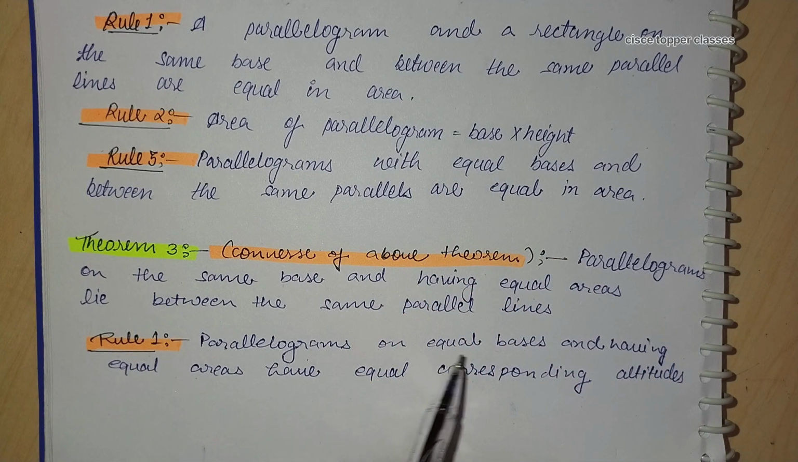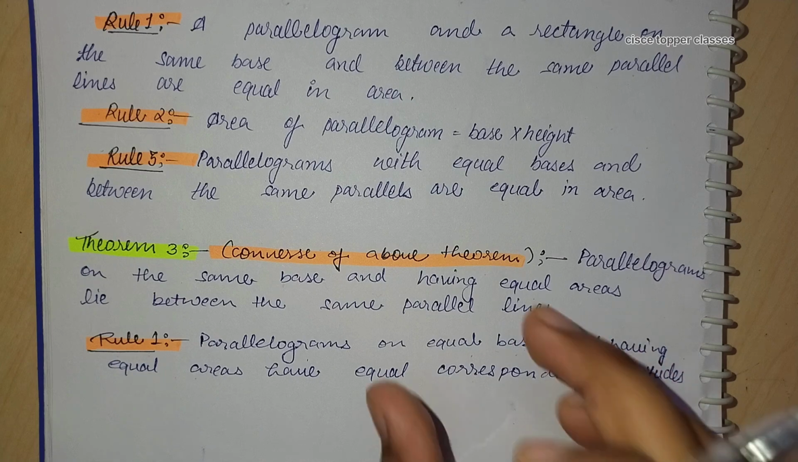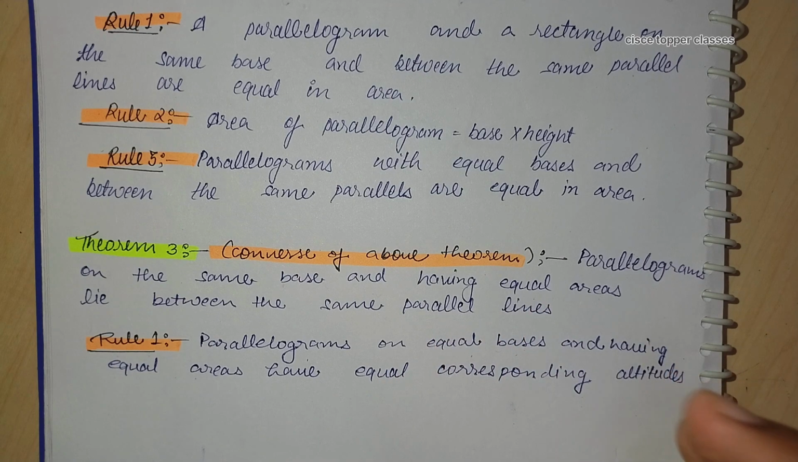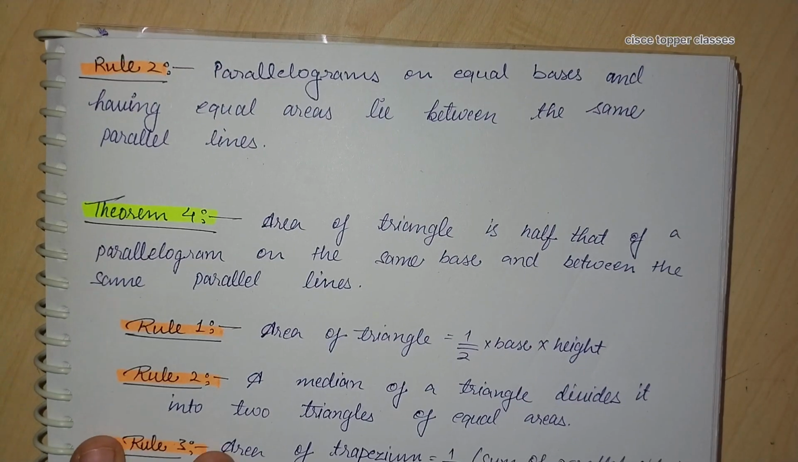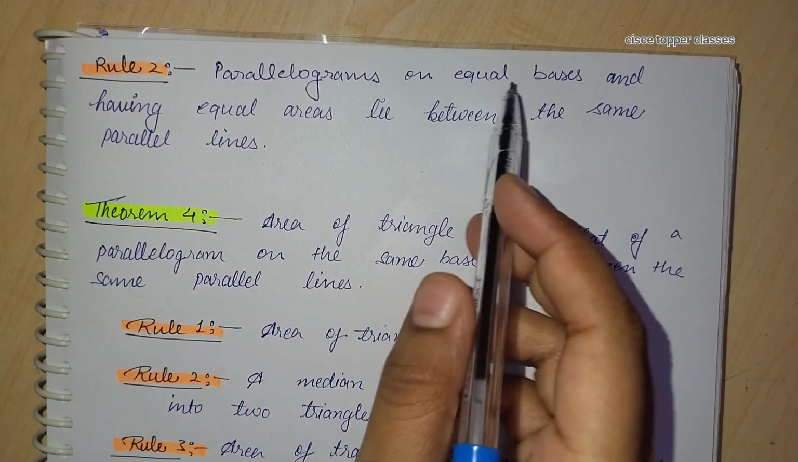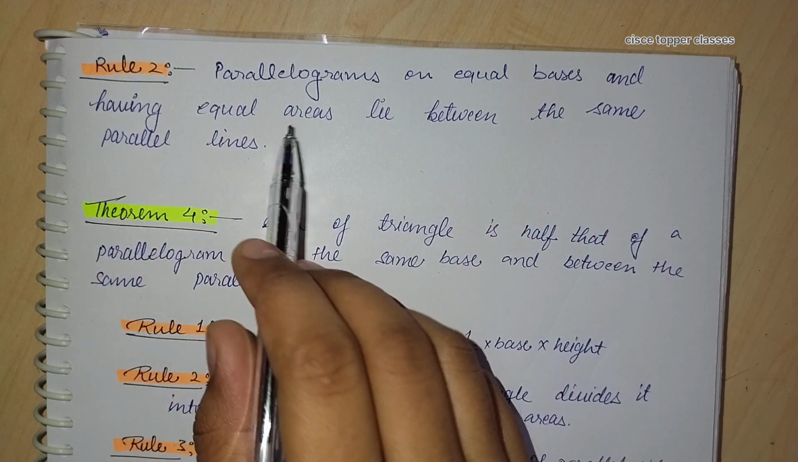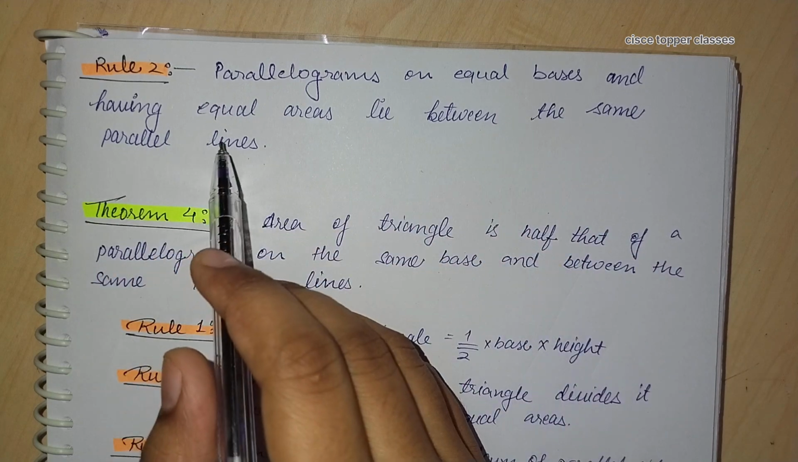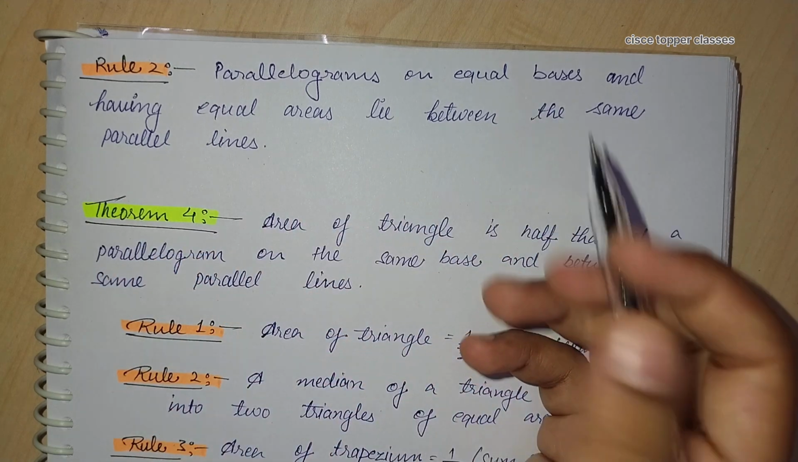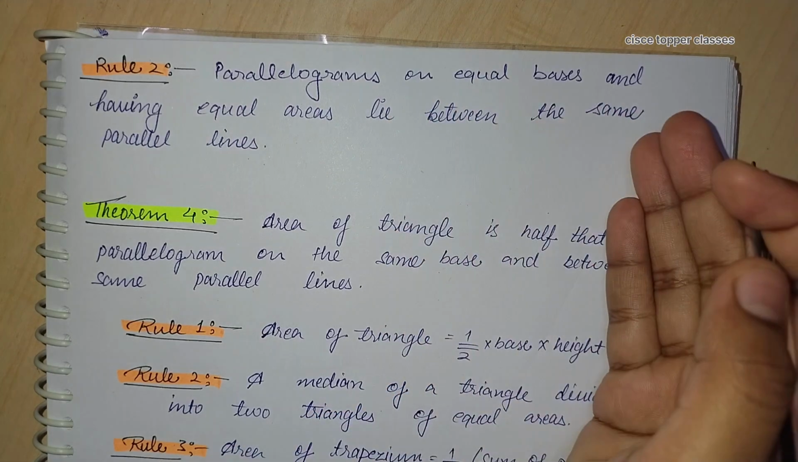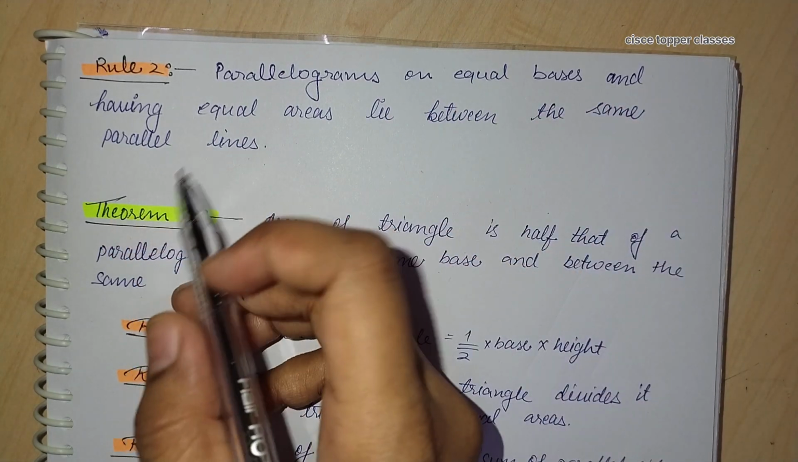Rule 1: parallelograms on equal bases and having equal area have equal corresponding altitudes. So if they have equal bases and equal area, they have equal corresponding altitudes of both the parallelograms. Now, we have rule 2. On the basis of that, parallelograms on equal bases and having equal area lie between the same parallel lines. This is the same rule as the previous one.